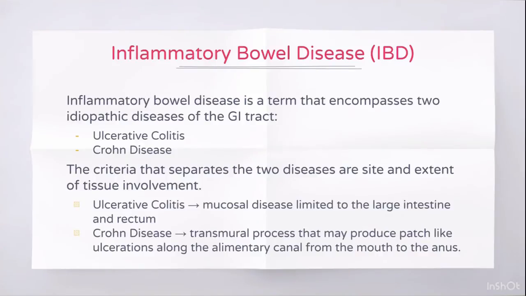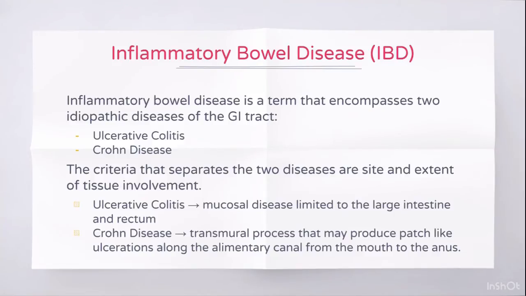Okay, so the next type of gastrointestinal disease we are going to talk about is inflammatory bowel disease. Inflammatory bowel disease is a term that encompasses two idiopathic diseases of the GI tract. The first one is ulcerative colitis, and the second one is Crohn's disease. There is also a criteria that separates the two diseases, which are site and extent of tissue involvement.